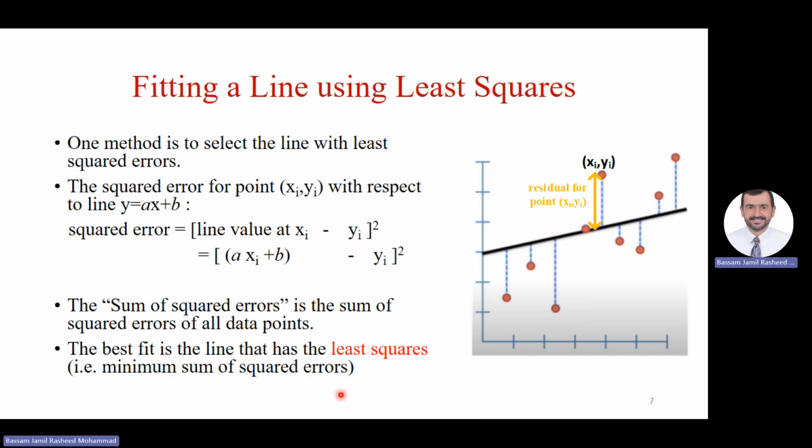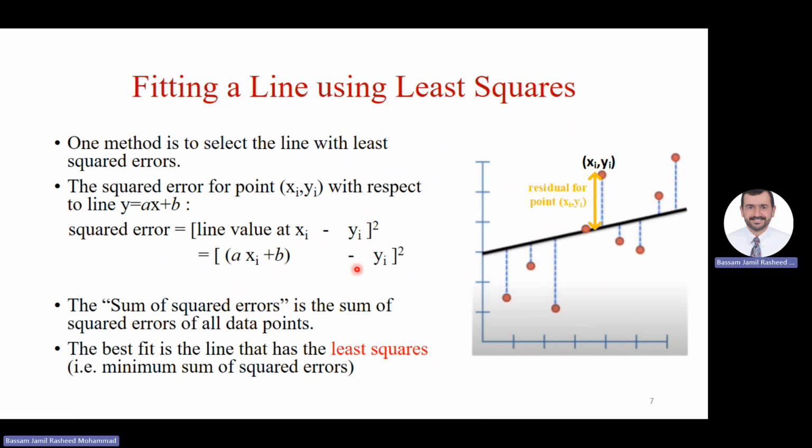So the sum of the squared errors becomes my cost function that I need to minimize. So the best line is the line with the least cost function, with the least squared errors. So these are the squared errors, and sometimes for short we refer to them as squares.